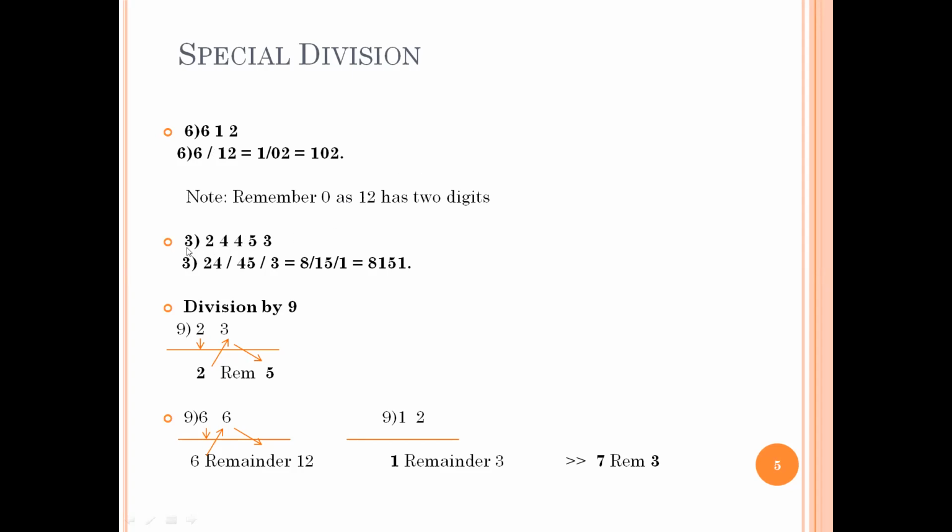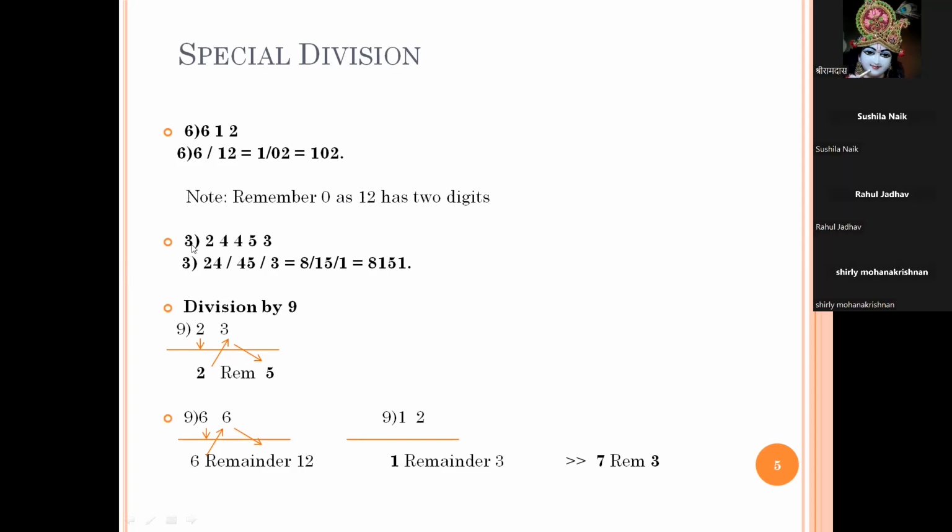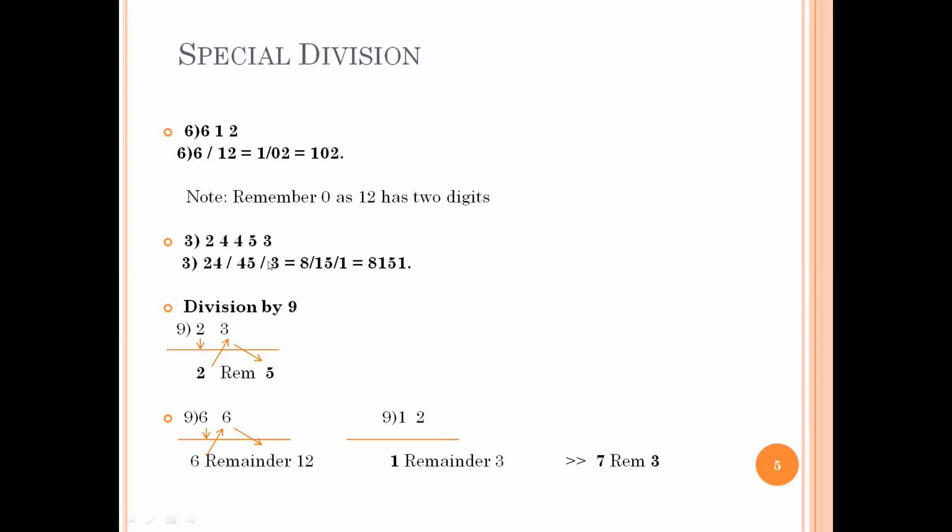Okay. Suppose another example, 24, 45, 3 divided by 3. We know exactly that we can divide: 24 is divisible, 45 is divisible, 3 is divisible. So split it. Then divide by 3. 3 eights are 24. So we write 8. We can write 08, because it is two digits. But the 0 has no meaning because it's a leading 0.